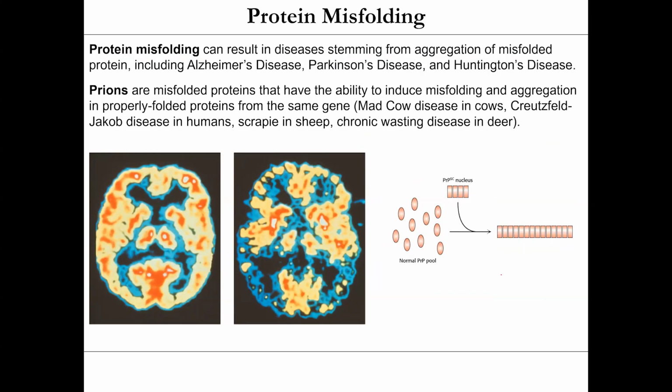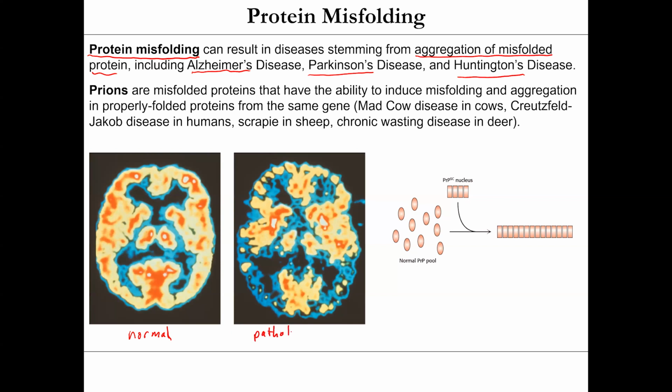And so we've also talked a lot about proteins folding properly, but protein misfolding is a real problem with a lot of different diseases. Protein misfolding can result in a lot of different diseases stemming from the aggregation of these misfolded proteins. Alzheimer's disease, Parkinson's disease, and Huntington's disease are all terrible diseases, and they result from these accumulations of misfolded proteins in your brain. And you can sort of see the ramifications of that from this brain scan here on the left.